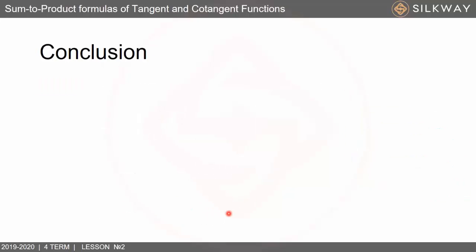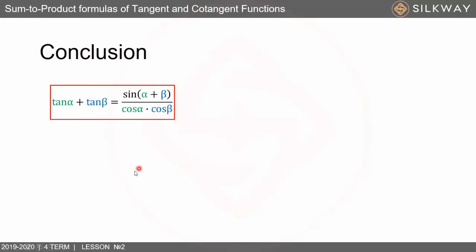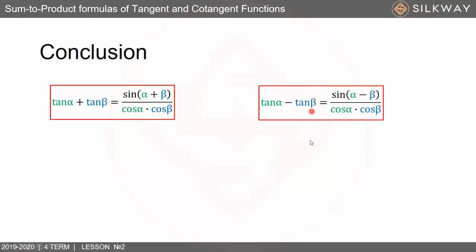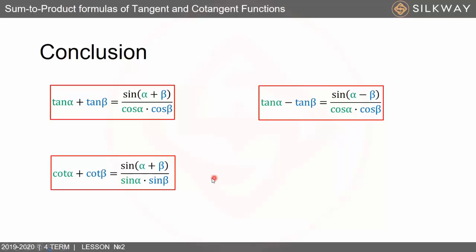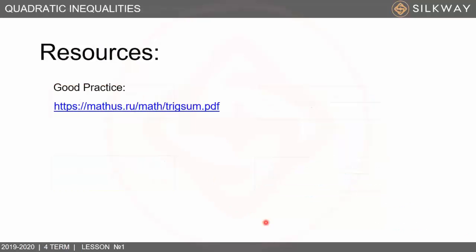In this lesson we have learned 4 formulas. First one, tangent alpha plus tangent beta. Second one, tangent alpha minus tangent beta. And third and fourth are cotangent formulas, okay?